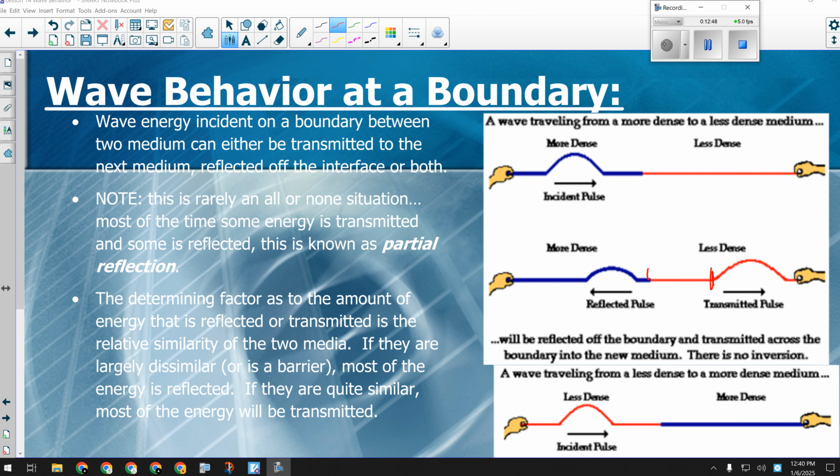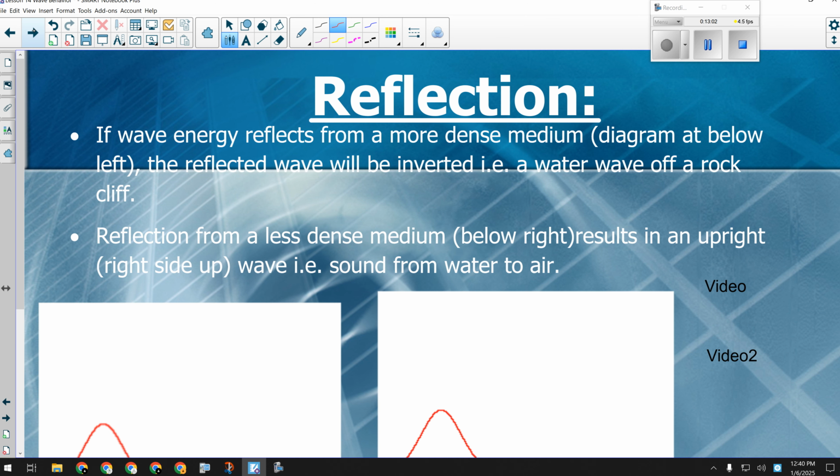So the determining factor as to how much transmission occurs and how much reflection occurs is the similarity between the two media. If it reflects off a more dense medium, so going from less dense, fast, to more dense, slow, then our reflection will be inverted. That you need to know. If you don't have the notes package, that you need to know. I guarantee you there will be diagrams on the exam about that exactly.